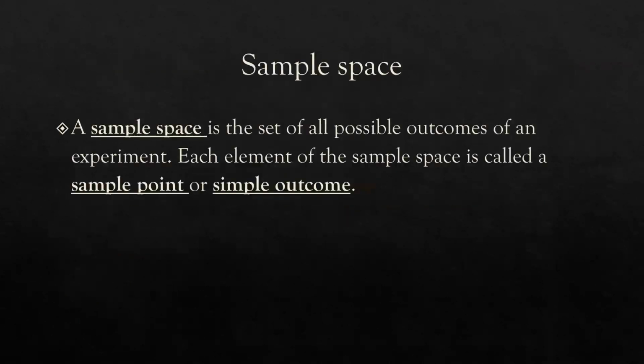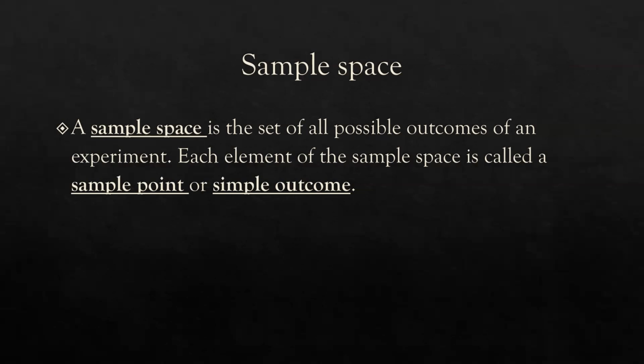All right, another definition here, a sample space is the set of all the possible outcomes of an experiment. And each element of the sample space is called a sample point or a simple outcome. So, for example, if the experiment is tossing a coin, the sample space would be heads and tails, a set that includes heads and tails, because that's all the possible outcomes from flipping a coin.